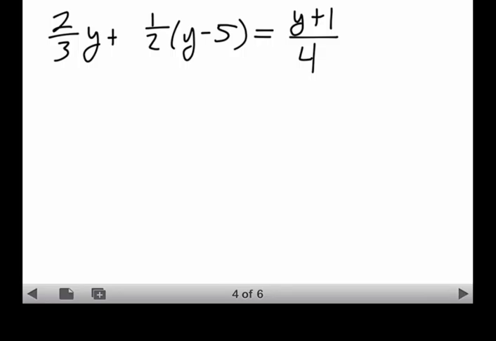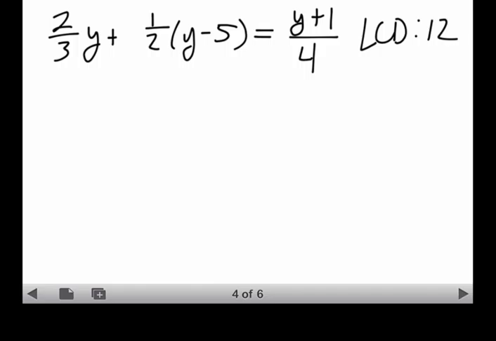Our next equation has fractions in it. 2/3 y plus 1/2 times the quantity of y minus 5 is equal to y plus 1 over 4. Now I want to clear the fractions in this equation, and so the first thing that I need to straighten out is the least common denominator. Since our denominators are 3, 2, and 4, our least common denominator is going to be 12.